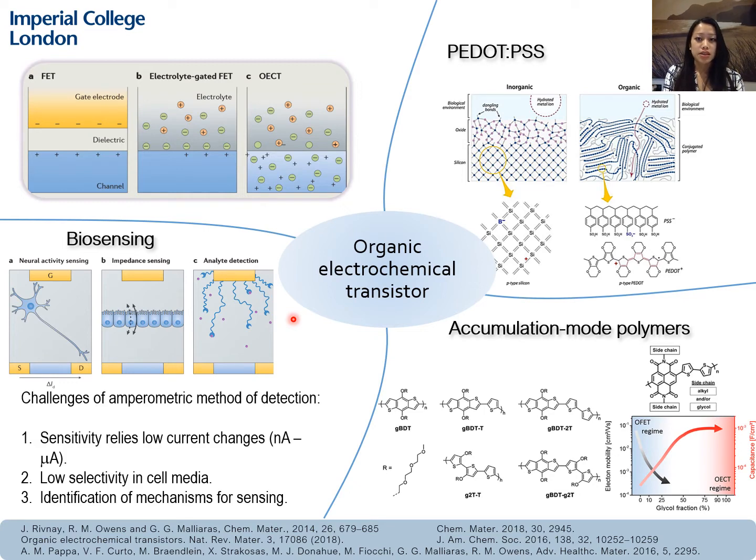One is that it tends to limit sensitivity to quite low current changes, nanoamps to microamps, and the selectivity in complex cell media tends to be quite low. This is because of components that influence the current, and in the case of new sensing, identifying mechanisms or interactions of analytes is difficult with just electrical changes.